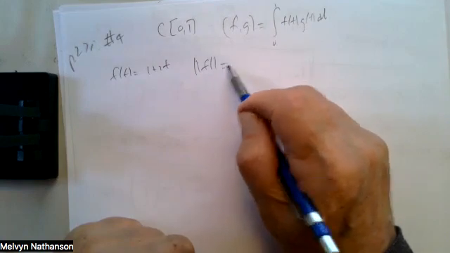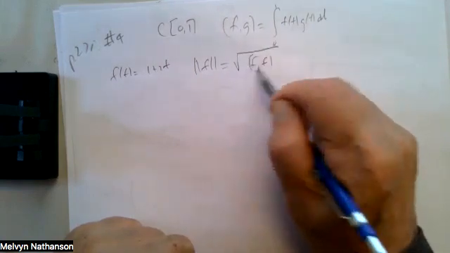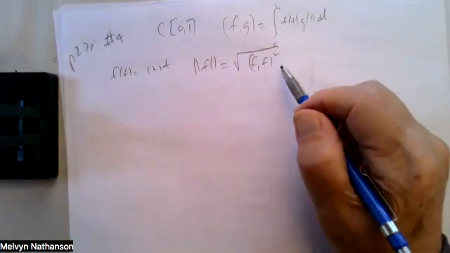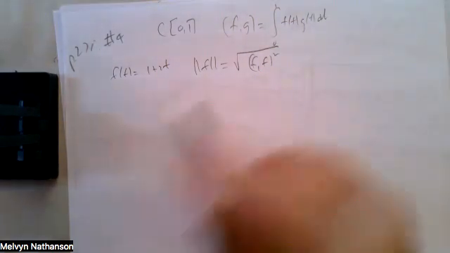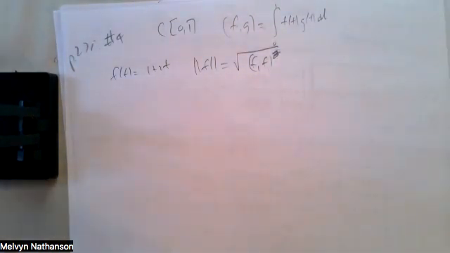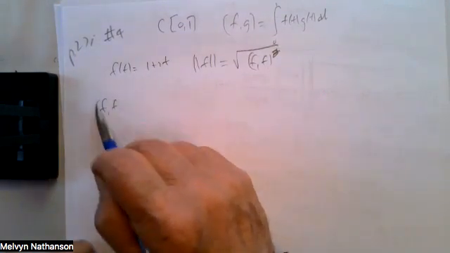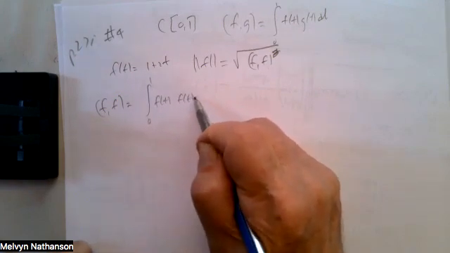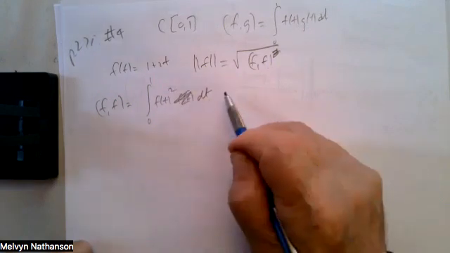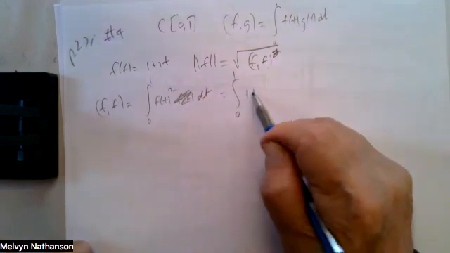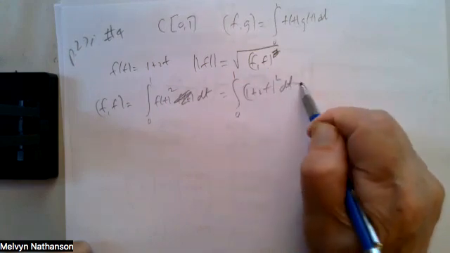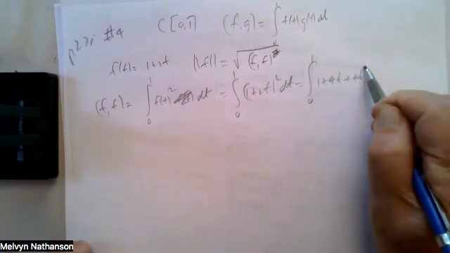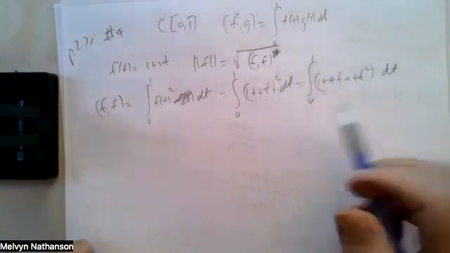the length of f is defined to be the square root; the length of any vector is the square root of the inner product of the vector with itself. So what is the inner product of the vector with itself? This is the integral from 0 to 1 of f of t times f of t dt, or just f of t squared. That's the integral from 0 to 1 of (1 plus 2t) squared dt. That's the integral from 0 to 1 of 1 plus 4t plus 4t squared dt.